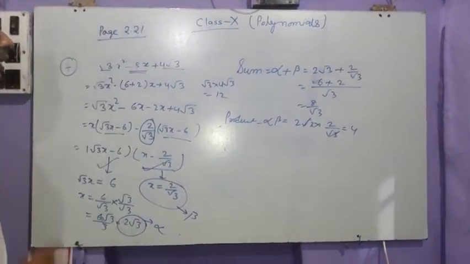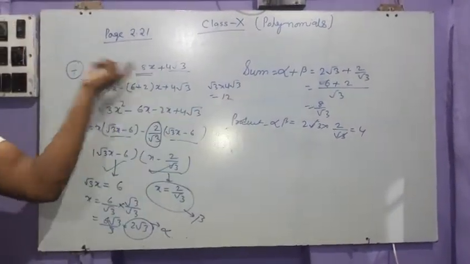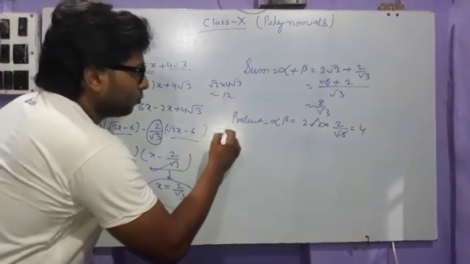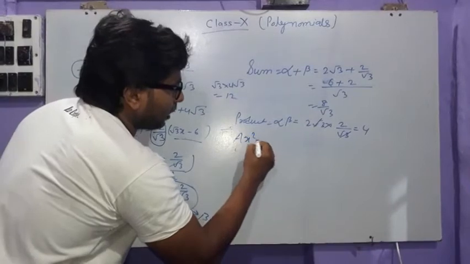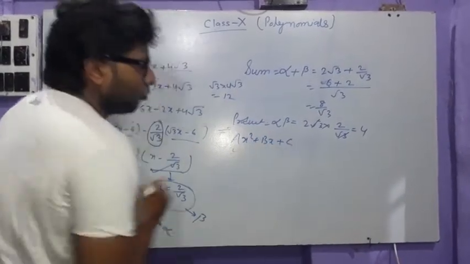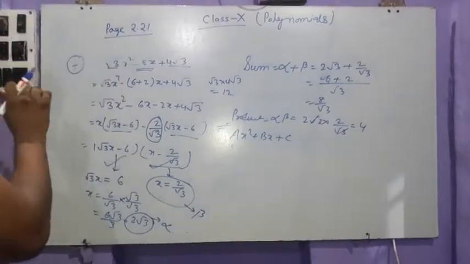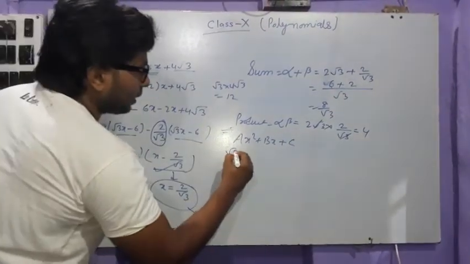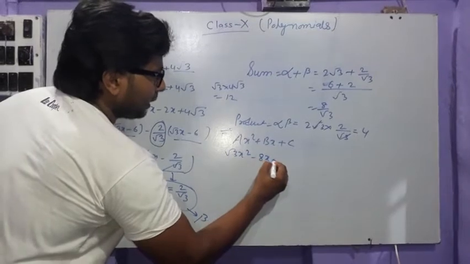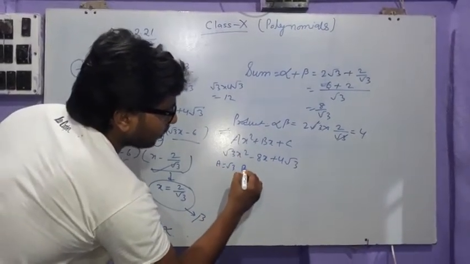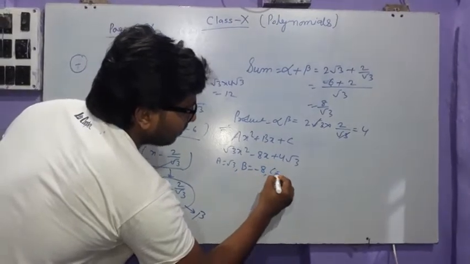Now we have found the sum and product using this factorization method. Now we have to verify it. Okay, so we know the quadratic equation ax square plus bx plus c. This is the standard form. And what is given in the question is root 3x square minus 8x plus 4 root 3. So a will be root 3, b will be minus 8, c will be 4 root 3.